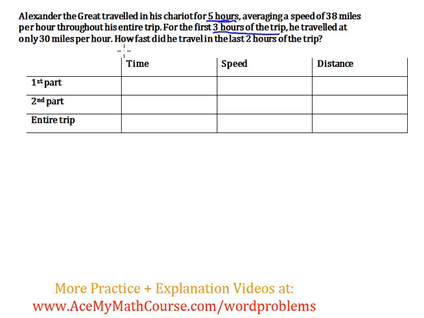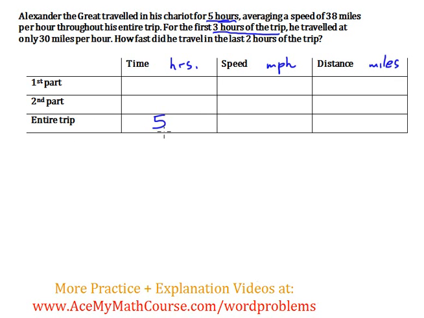So, with what we're given, we're going to fill out the table as much as we can and make sense of everything. So the entire trip lasted 5 hours. So the unit for time is hours, of course. The unit for speed is miles per hour. And the distance, of course, will be in miles.